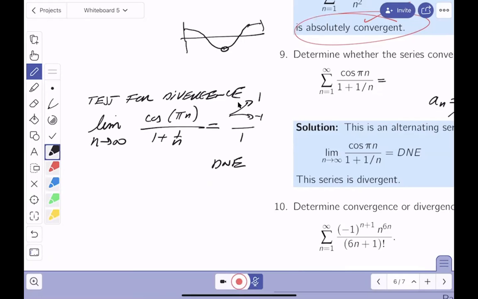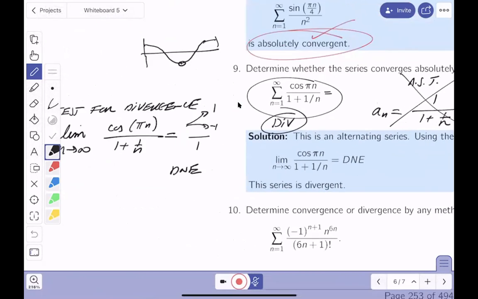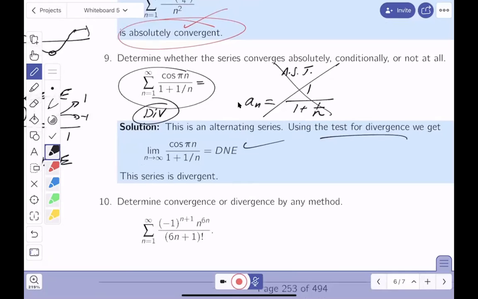All right? So what do I know? This series diverges. So it's divergent. I use the test for divergence. I did mention that. Written over here, DNE.